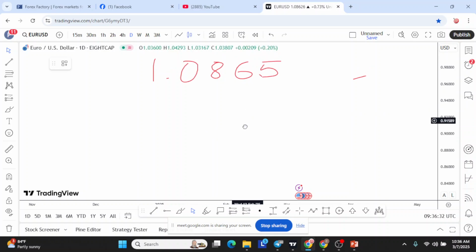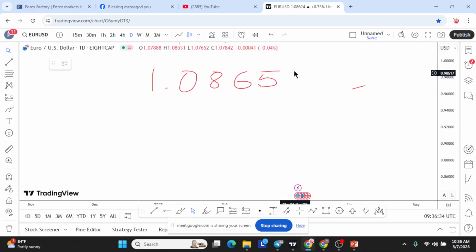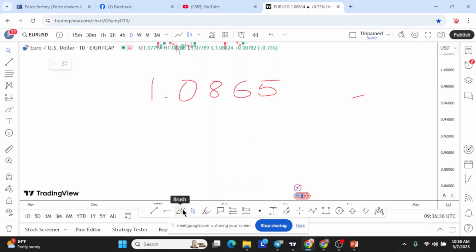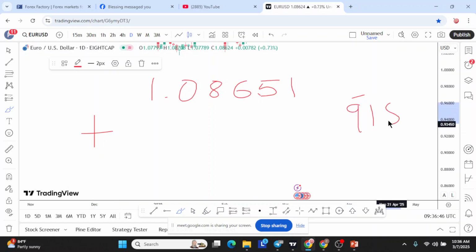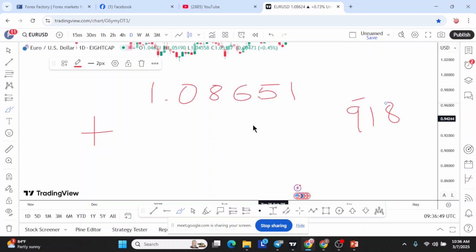So now let's say this number here. So now we want to add, expecting the price to go up by 918 pips. So what is going to be the current value if price goes up 918 pips?